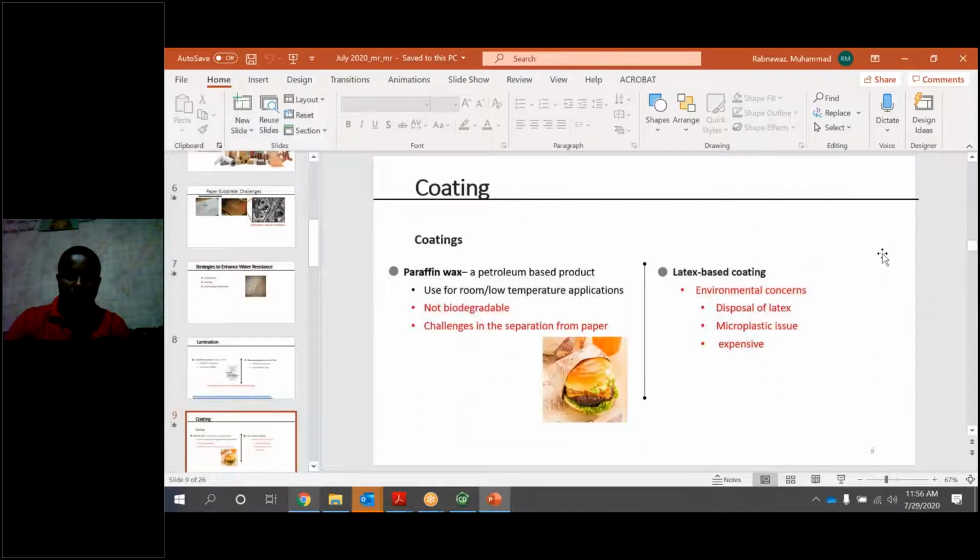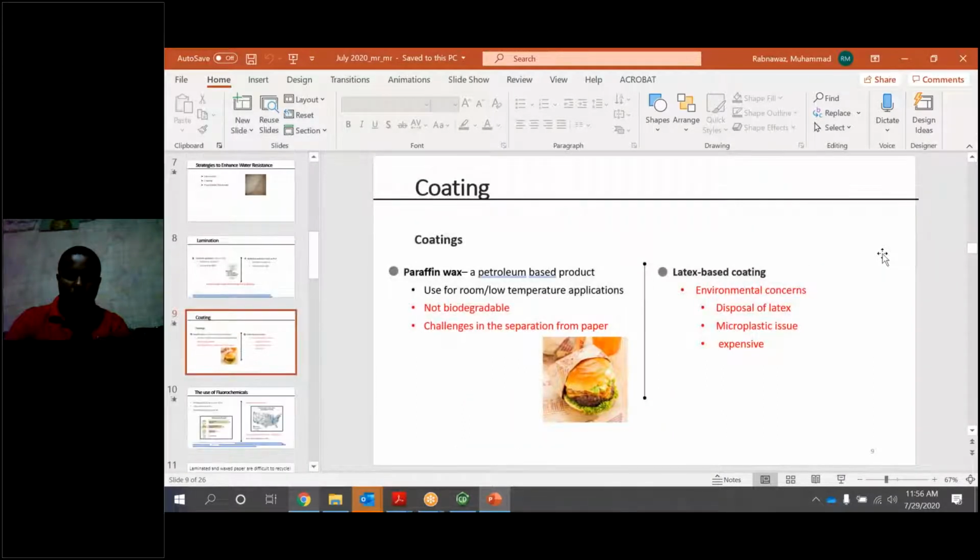You can also use wax coating on the paper or latex-based coating. Latex is something where you have polymer particles dispersed in water. Both have their own limitations. For example, if you're using paraffin wax, number one, it is only suitable for low temperature applications. You cannot use a cup coated with paraffin for holding coffee or hot liquids, right? Because it will melt. And also, if you put a lot of paraffin wax there, separation after use is challenging.